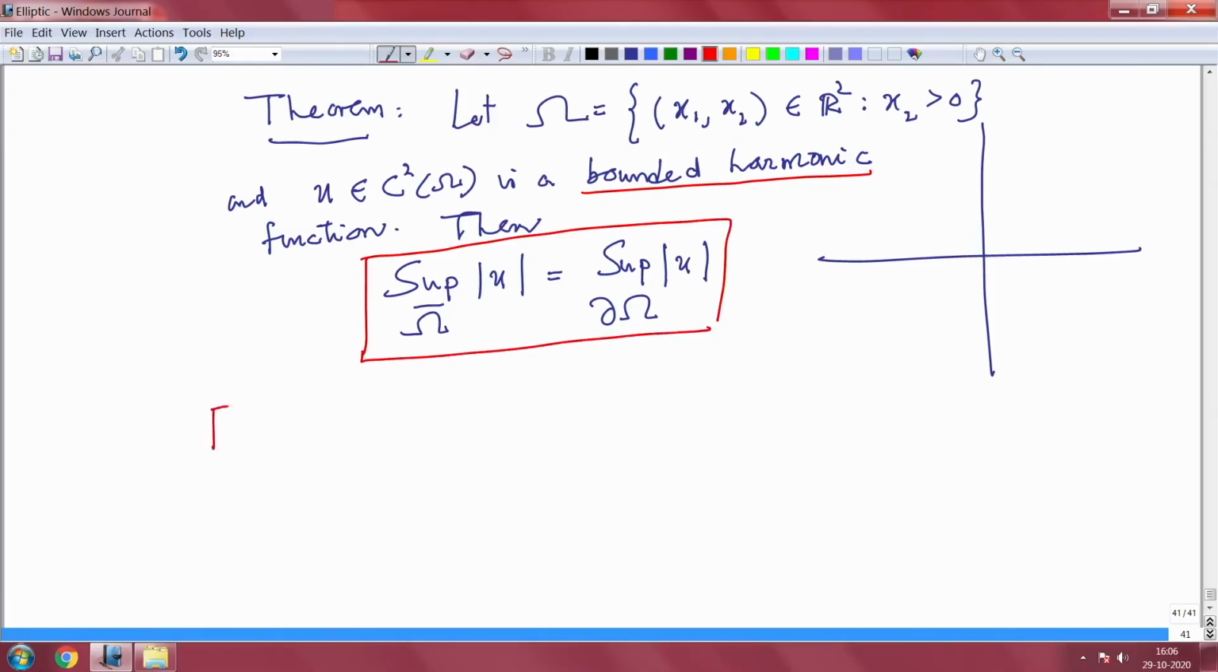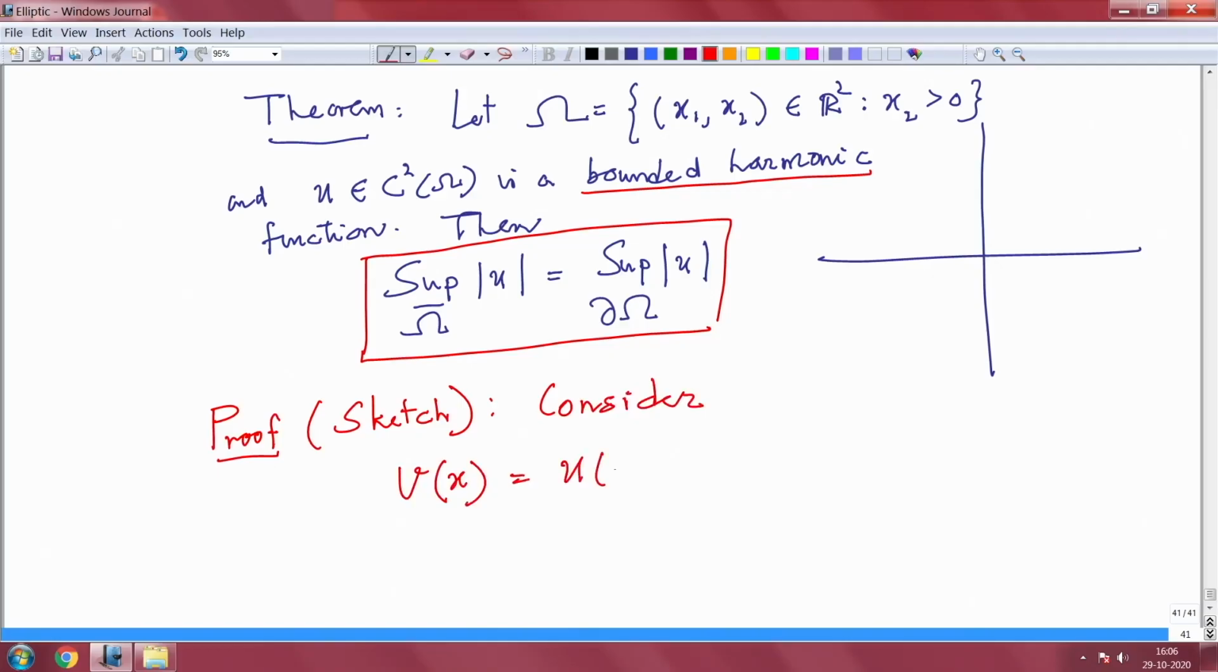As I said, I am not going to prove it, I just want to sketch the proof here. The idea is that you consider another function. This is the two dimensional case. You work out the details, I will only ask you to work out the details here.